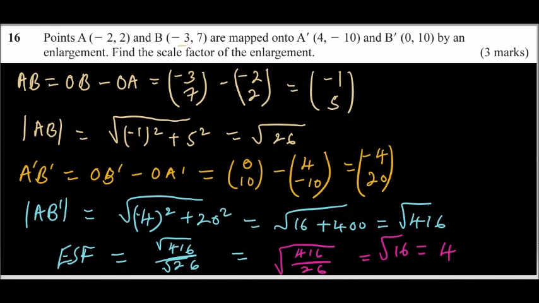This is how you'll be awarded marks. You'll be awarded marks for getting the vectors and the magnitudes. So there you get 1 mark. Then you'll get marks for the formula for finding the enlargement scale factor. And finally, you get a mark for the answer, totaling 3 marks. So that's how you approach that question.